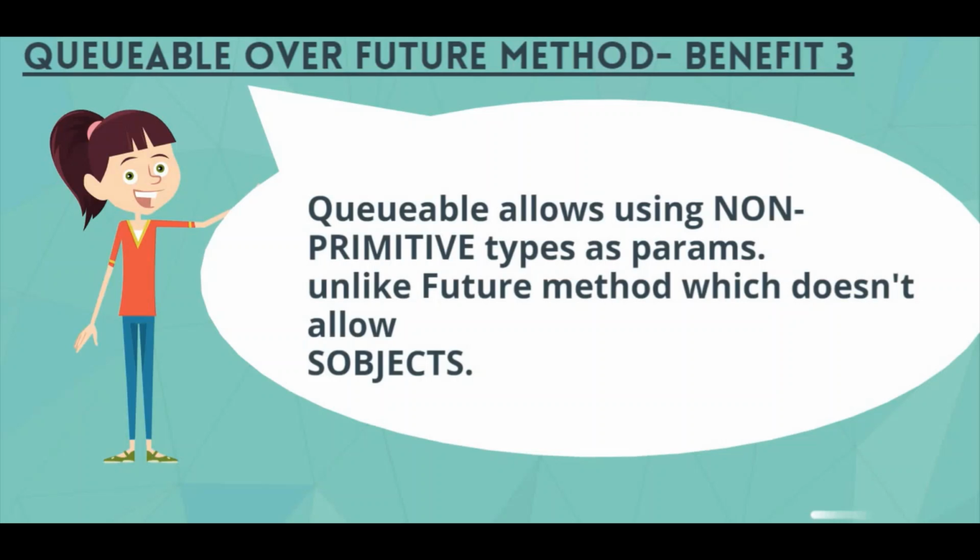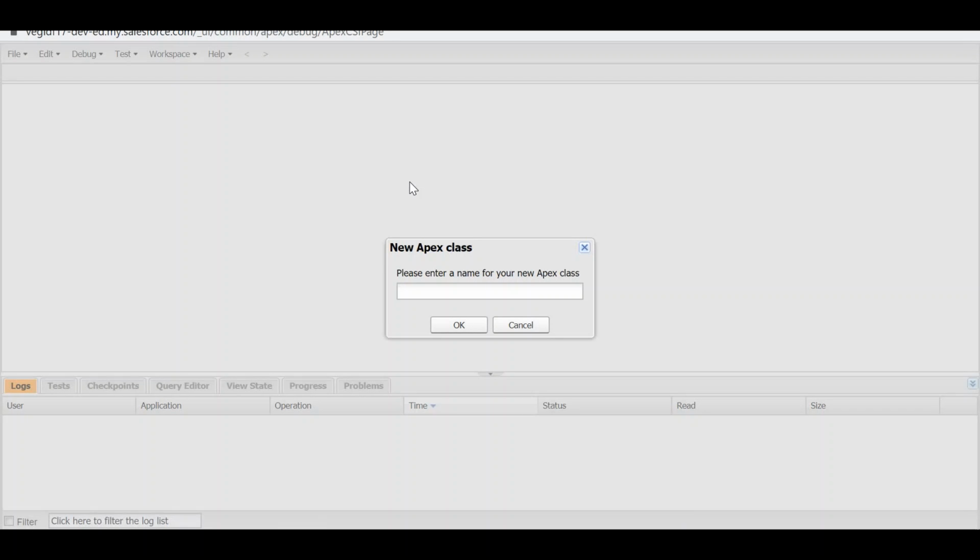But that is possible with the queueable method. Salesforce allows you to have this queueable interface to call any method with non-primitive types. Non-primitive types, in the sense of standard objects, custom objects. Now we'll try to create an Apex class.